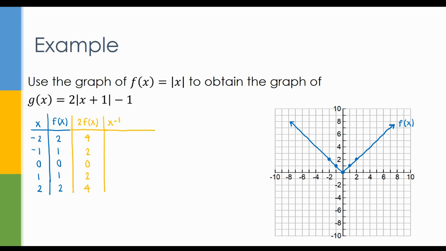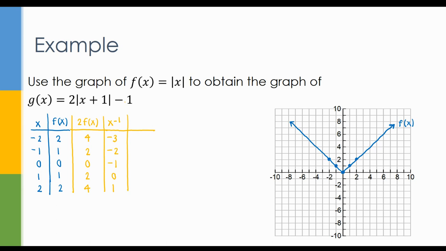Remember, I'm thinking the opposite, so I really want to take that first column and subtract 1. So negative 2 minus 1 is negative 3. Negative 1 minus 1 is negative 2. 0 minus 1 is negative 1. 1 minus 1 is 0. 2 minus 1 is 1.